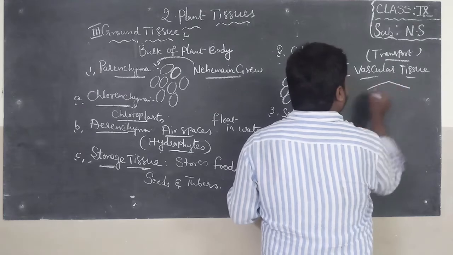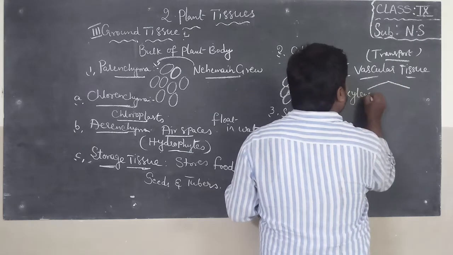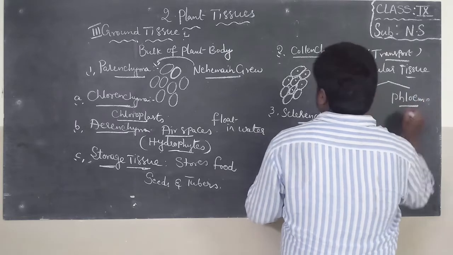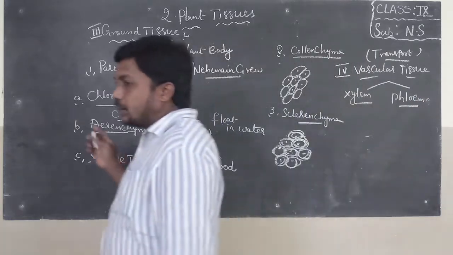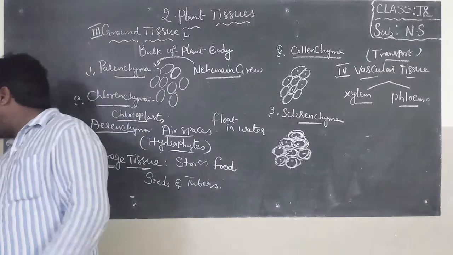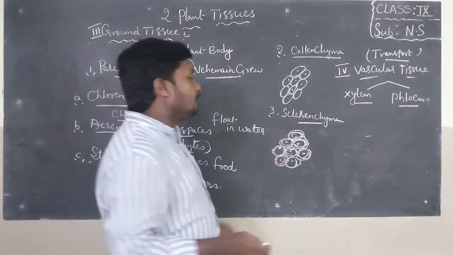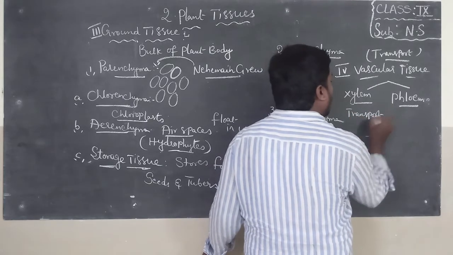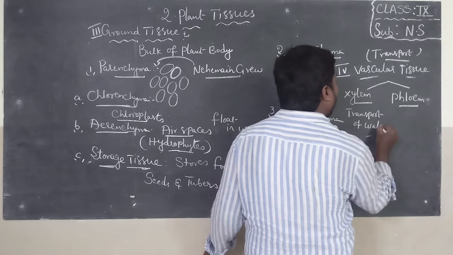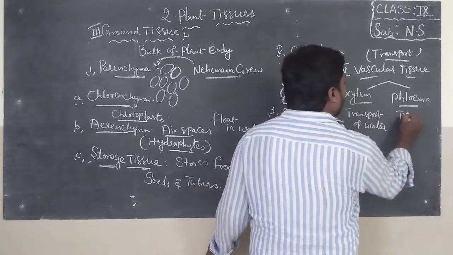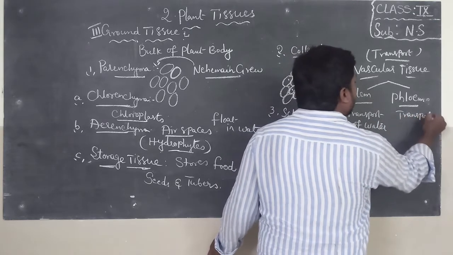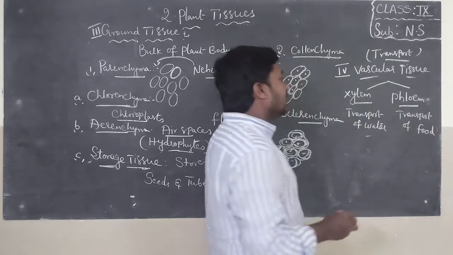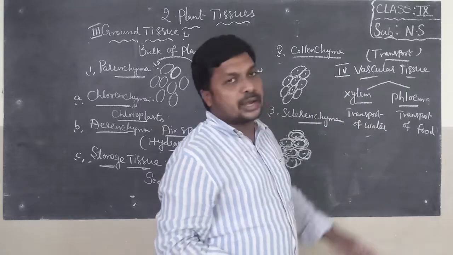Vascular tissue consists of xylem and phloem. Xylem, phloem, both united together is called vascular tissue. Xylem is helpful for transport of water. Phloem is helpful for transport of food. Both united together is called vascular tissue.